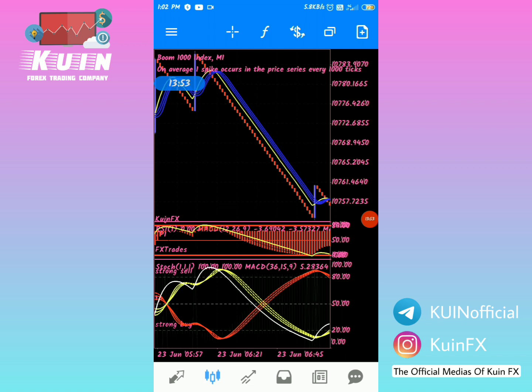If you set all this, your chart should look like this. Okay, in our strategy you will definitely win, definitely 100% win.